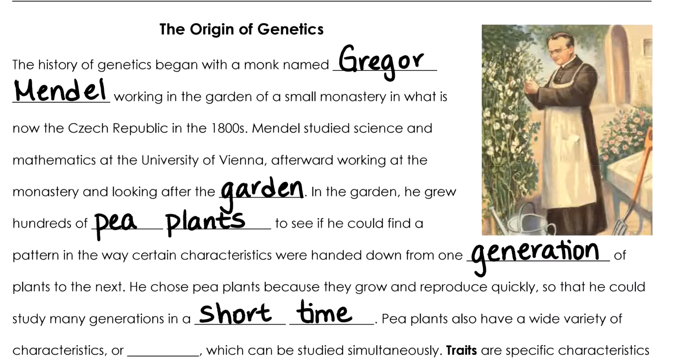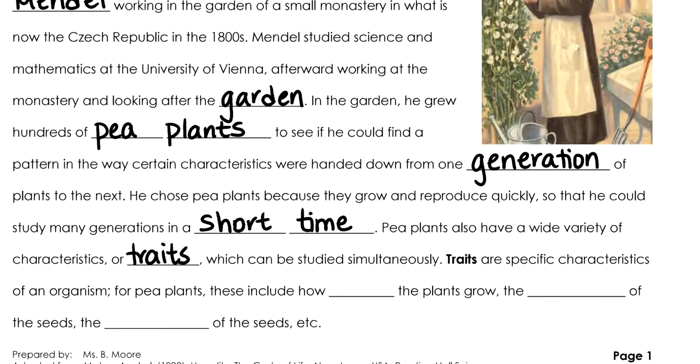Pea plants also have a wide variety of characteristics called traits, which you can study. Traits are specific characteristics of an organism. For pea plants, some common traits include how tall the plants grow, the color of their seeds, or the shape of their seeds. There's actually quite a few characteristics which we'll look at in a moment.